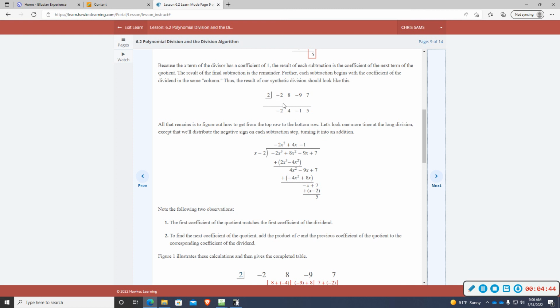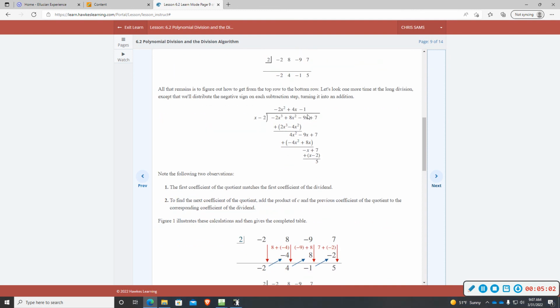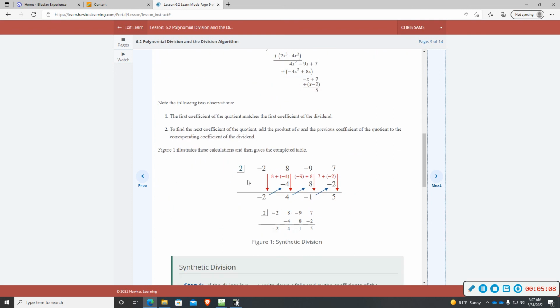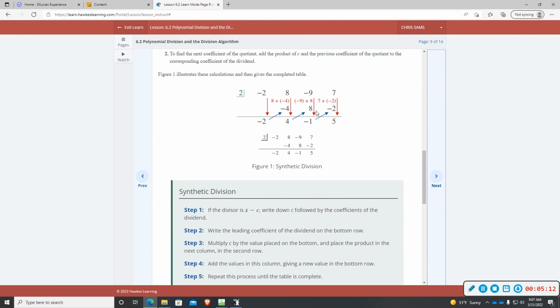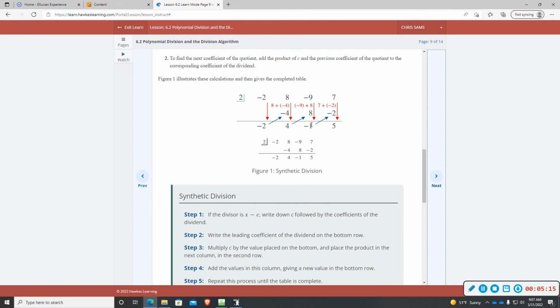Then you would do 2 times 4, write its result here. That would give you an 8. And then -9 plus 8 will give you a -1. And then you would do 2 times -1, write its result here, subtract, and you would get 5. Then you have to add back in your variables, which is now showing you that step. I don't know why they didn't show it here, but here are the coefficients.